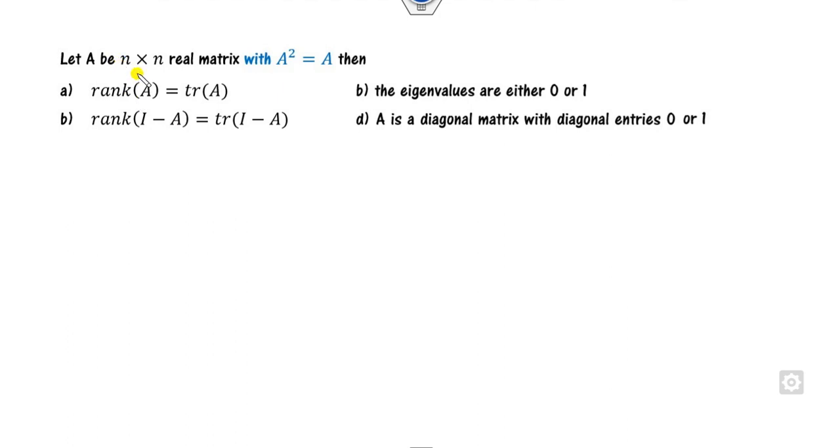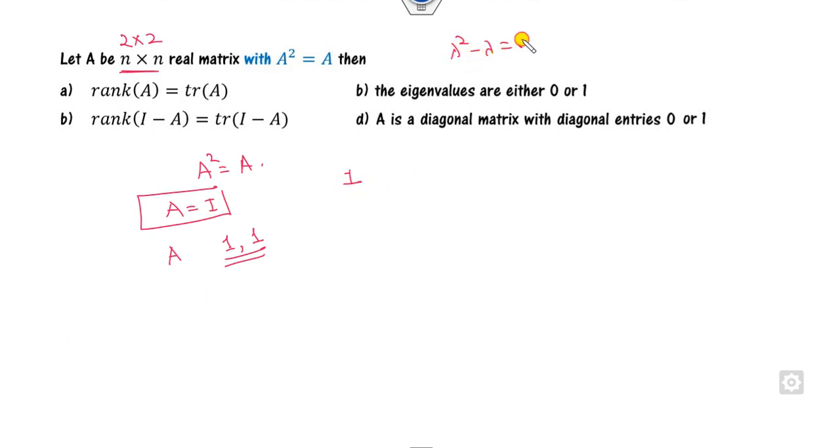Okay, so A is an n cross n matrix. Again, I can simply take n as 2 cross 2, so that A squared is I. A squared is A, so I can simply take A as I. That's a very simple target. So what are the eigenvalues of A? 1, 1. Fine. Sorry, A squared is I. Another way is to write this as lambda squared minus lambda, so the eigenvalues are 1 and 0.